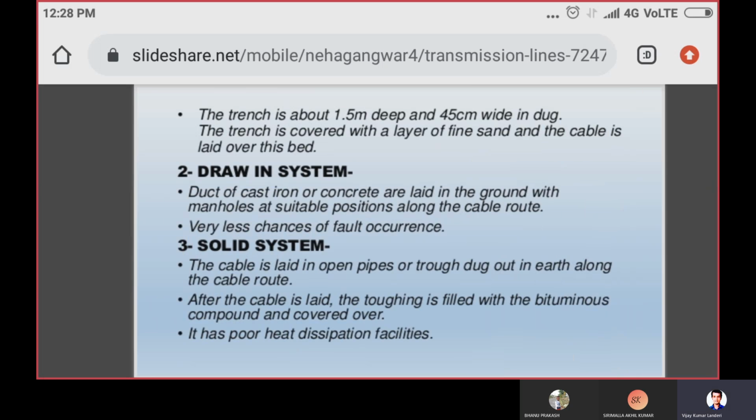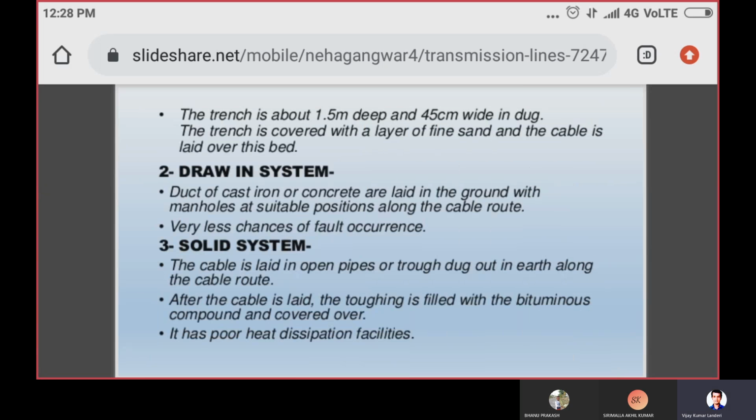Now, how are underground cables laid? What exact dimensions? In the direct laying system, we dig a trench. Generally, its depth will be up to 1.5 meters and 45 centimeters wide. The trench is covered with a layer of fine sand, and the cable is laid over the bed. Next one is the drawing system. In this one, ducts of cast iron or concrete are laid in the ground with manholes at suitable positions along the cable route. In the case of the drawing system, there is very little chance of fault occurrence.